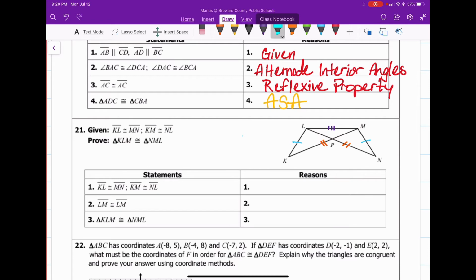We can't prove that LP is the same as MP. We can't assume that they're congruent. So because of that, this is all the information that we can derive from our diagram, so we can go ahead and fill in everything. The first piece was the given information.